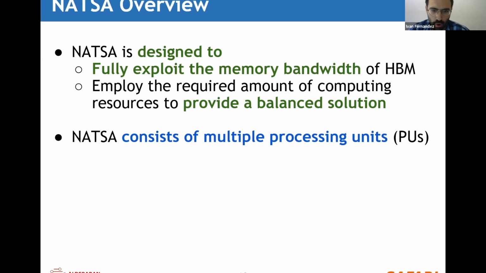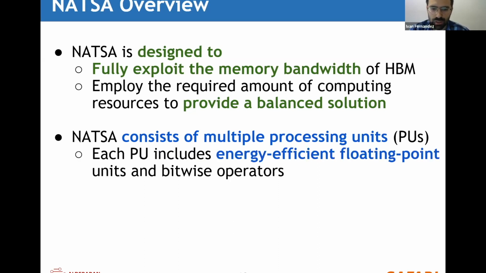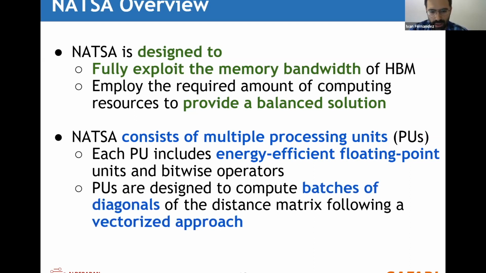NATSA consists of multiple processing units, or PUs. Each PU includes energy-efficient floating point units and bitwise operators, and they are designed to compute batches of diagonals of the distance matrix following a vectorized approach.